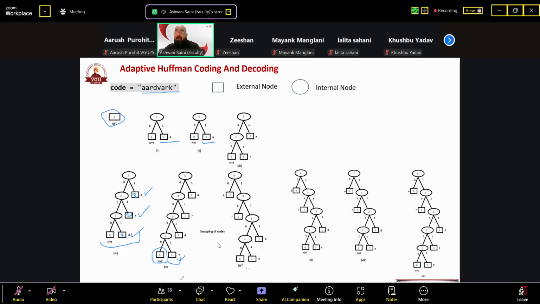Like again, after AARD, so here AARD is completed, we have a new character V. When V is completed, we have a tree like this. And after each step, we are checking the Huffman property, from left to right, is it in ascending order or not? If it is not in ascending order, then we are swapping the nodes. So I'm starting from the first step. If you have any doubt, please raise your questions.